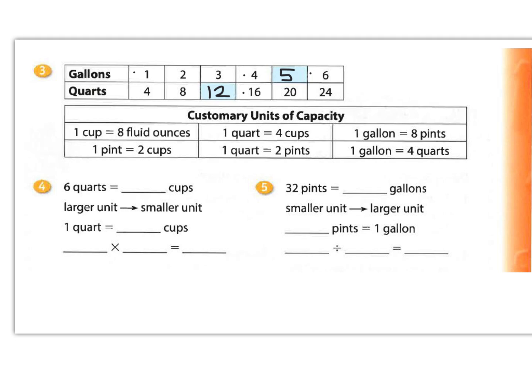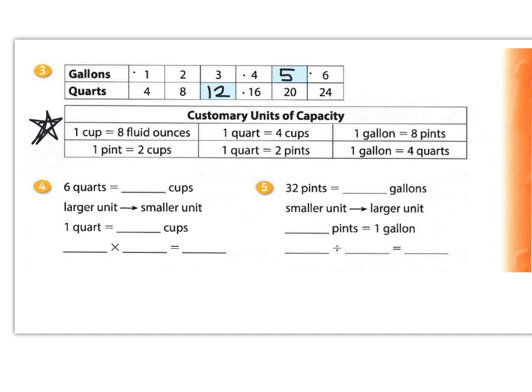So here is a great chart to have. 1 cup equals 8 fluid ounces. 1 pint equals 2 cups. 1 quart equals 4 cups. 1 quart also equals 2 pints. 1 gallon equals 8 pints, and it also equals 4 quarts.